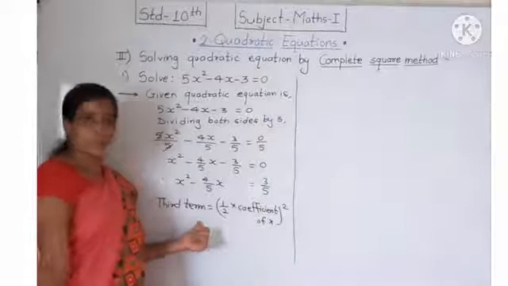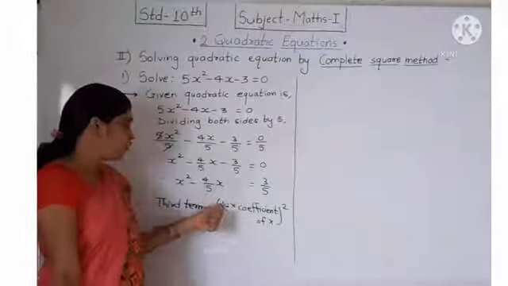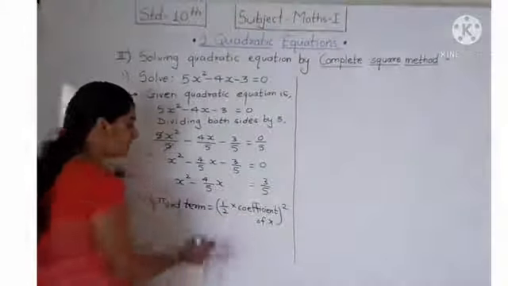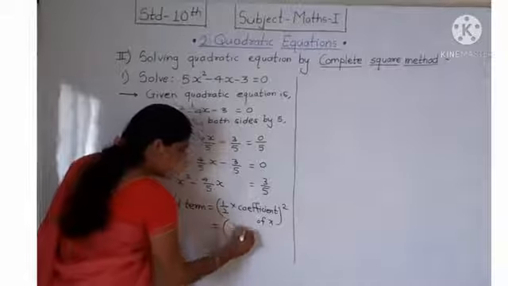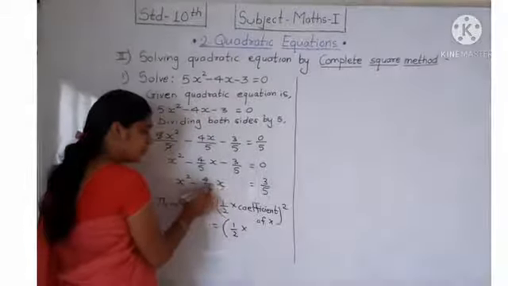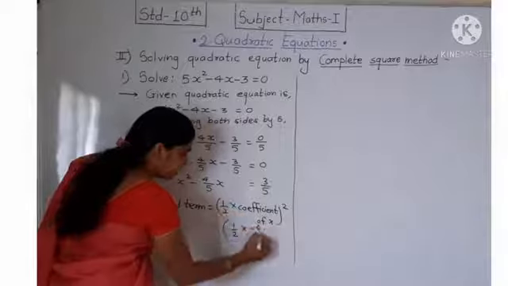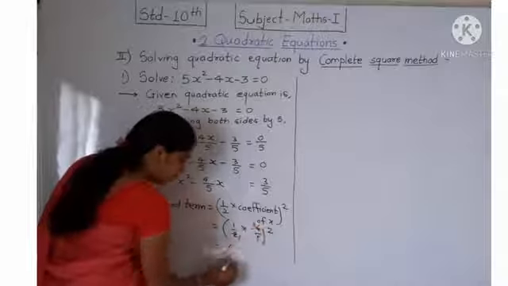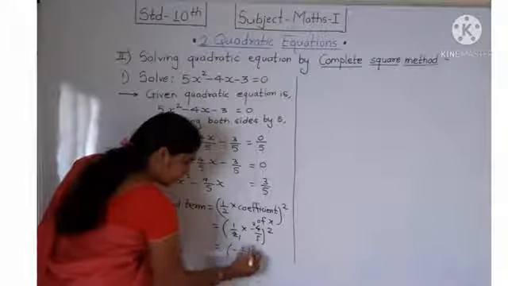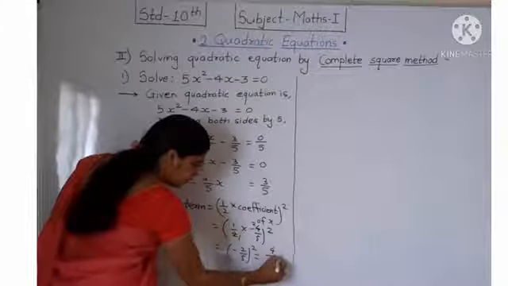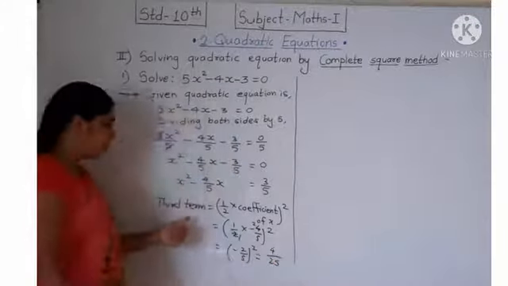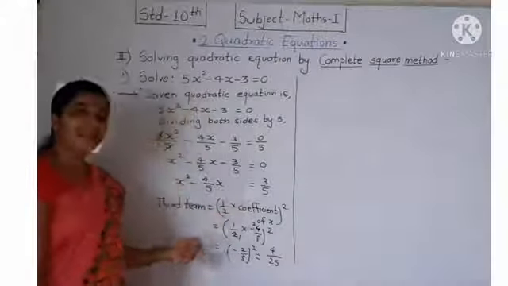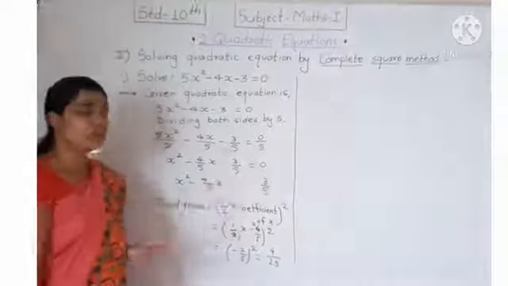In the textbook one more method of solving this is given. I solve this by this method. Half into the coefficient of x, bracket square. What is the coefficient of x here? It is -4/5, bracket square. 2 1s are 2, 2 2s are 4, which means -2/5 bracket square. 2 square is 4, 5 square is 25. So the third term we get is 4/25.